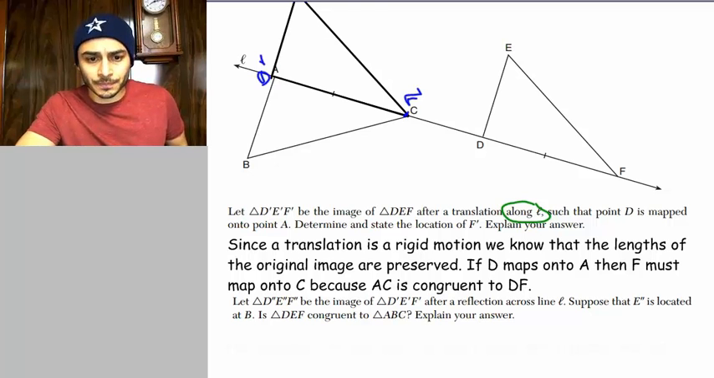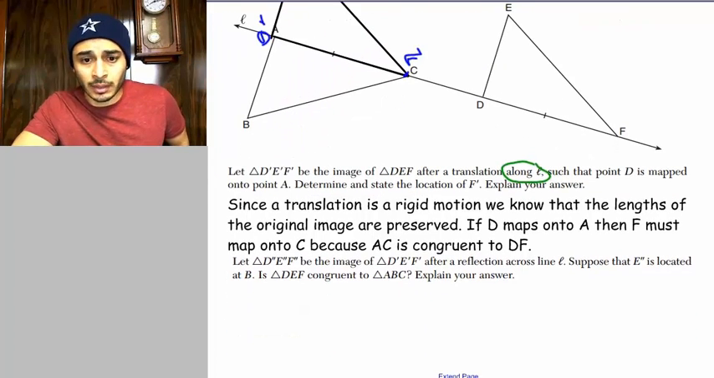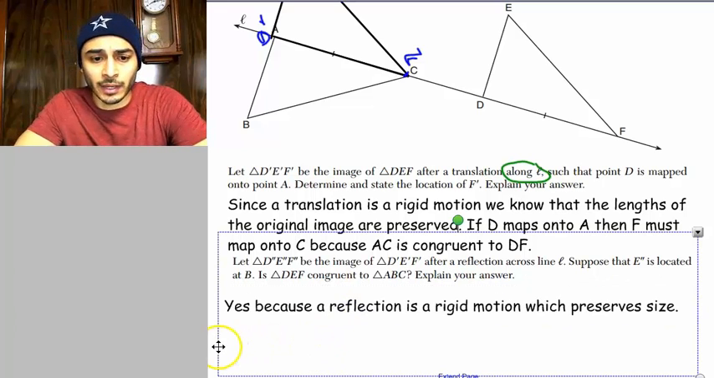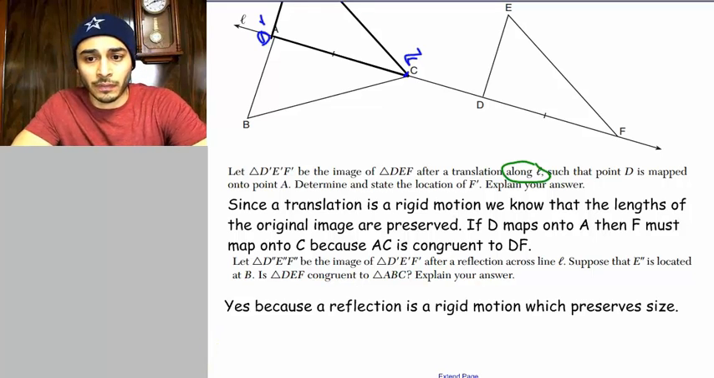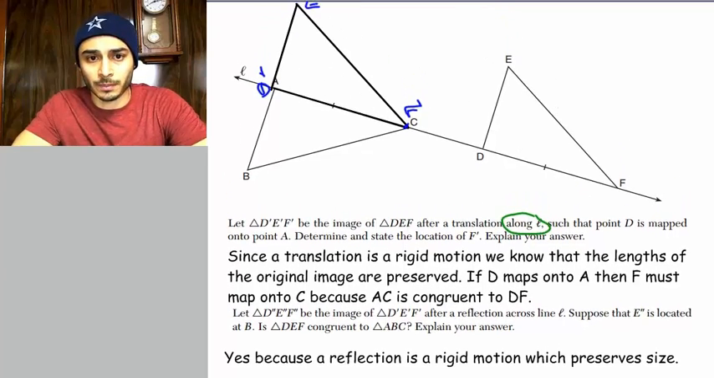All right, second question. It's asking what would happen if we reflected D prime, E prime, F prime in such a way that E prime mapped onto B. Would the triangles be congruent to each other? That's a very obvious answer if you know your definitions for rigid motions. I said yes because a reflection is a rigid motion which preserves size. If all you're doing is reflecting it, then of course you're going to get an image that's congruent to the original one.